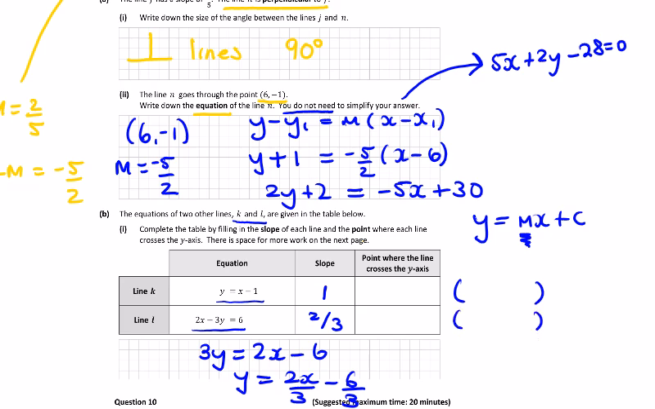The point where it crosses the y-axis, x is equal to 0. We've seen this before. If x is equal to 0, in the first question, just read what's left. Y equals minus 1. And in the second equation, we can just read it as y is equal to minus 6 over 3, minus 2. So 0, minus 1 and 0, minus 2.